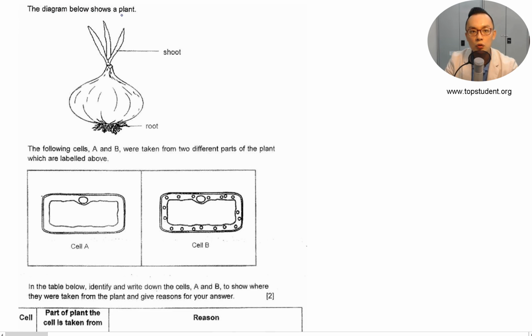The diagram below shows a plant. That's the shoot, and this is the root. So the following cells A and B were taken from two different parts of the plant, which are labeled above, A and B. In the table below, identify and write down the cells.